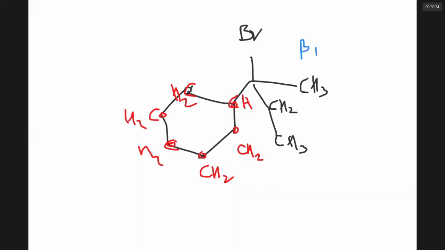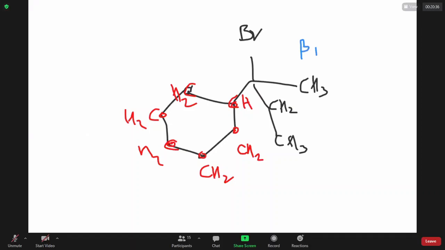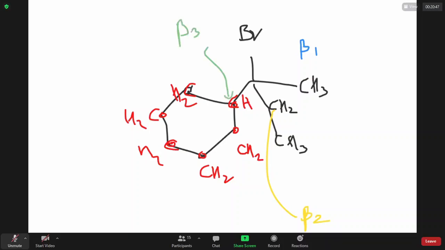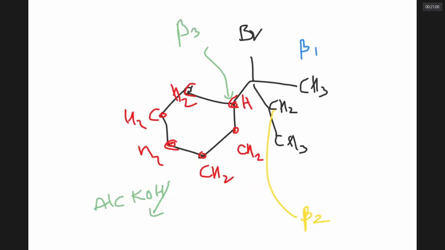Beta 1. Beta 2. Beta 3. How many beta carbons does it have? 3. Now, if I am heating it with alcoholic KOH, it actually has 3 possibilities to have a double bond. You can have a double bond here. If you have a double bond there, the product will be like this.